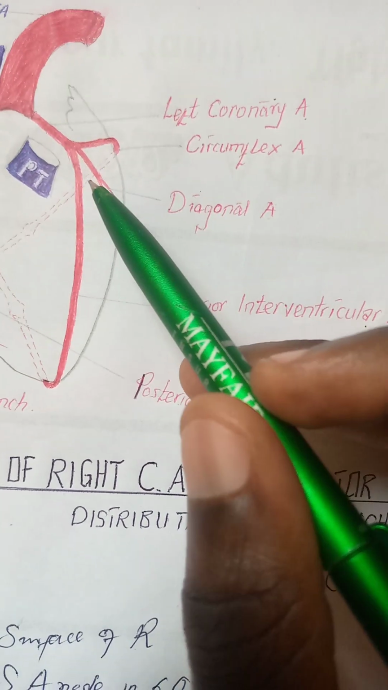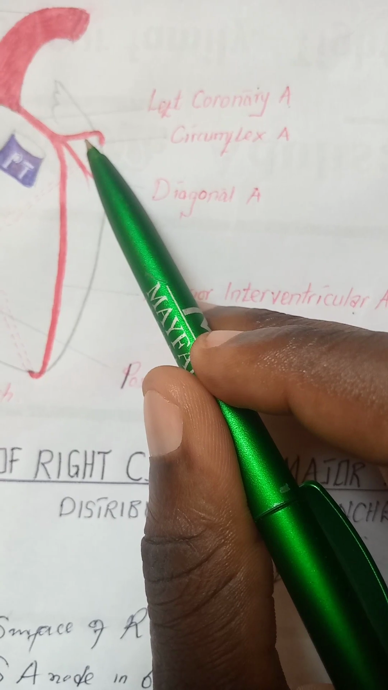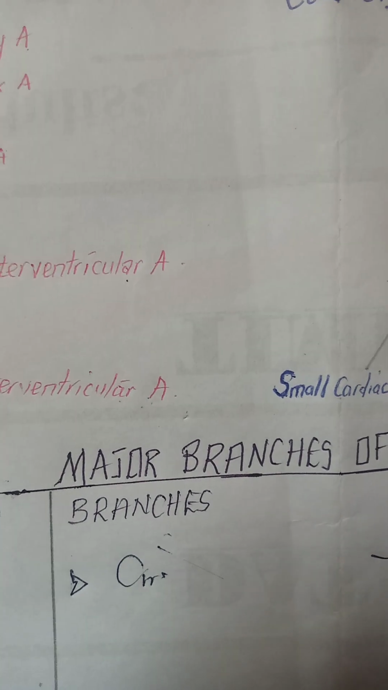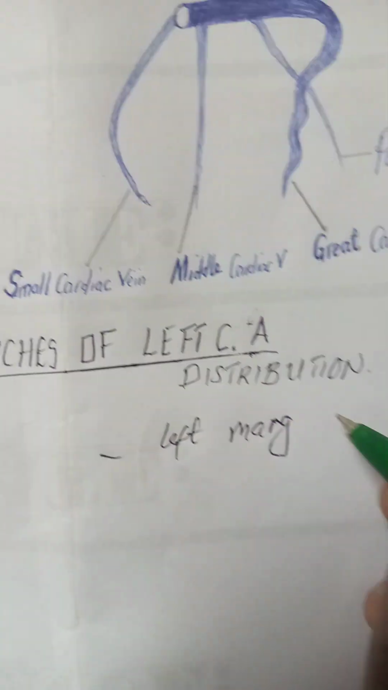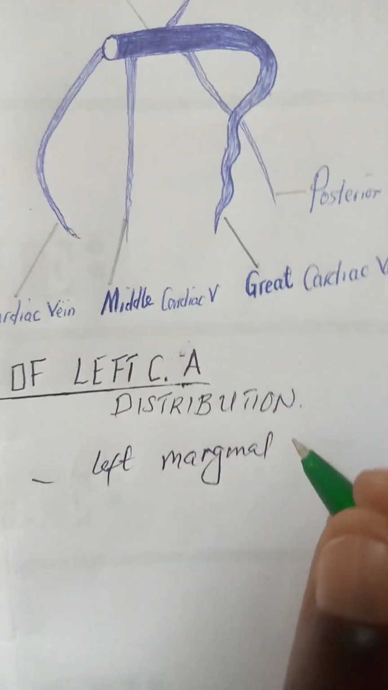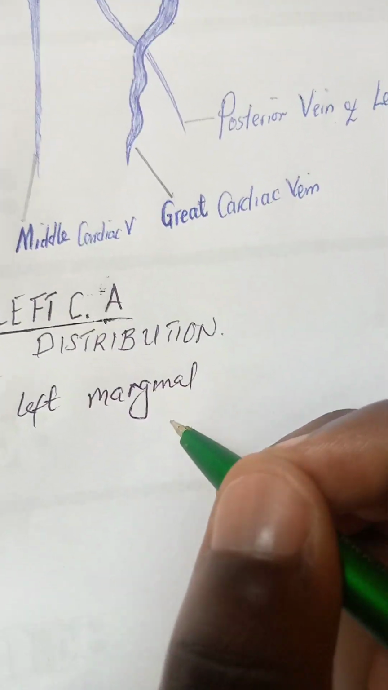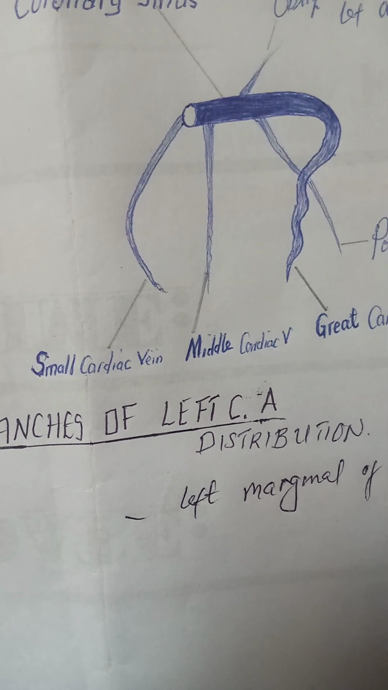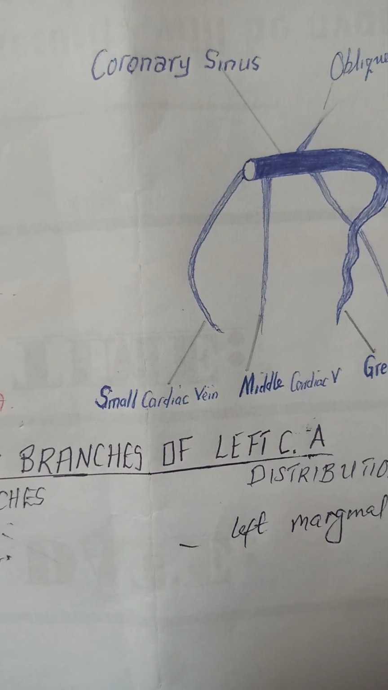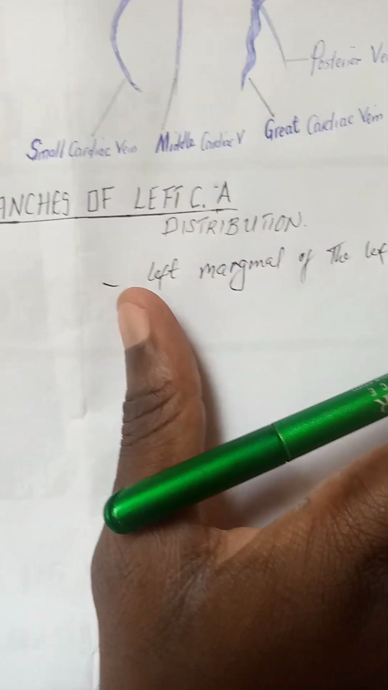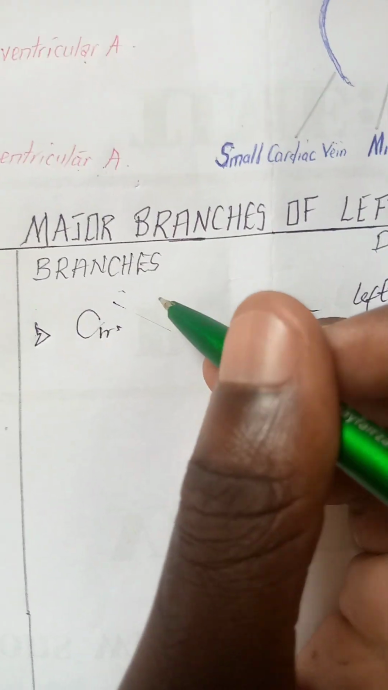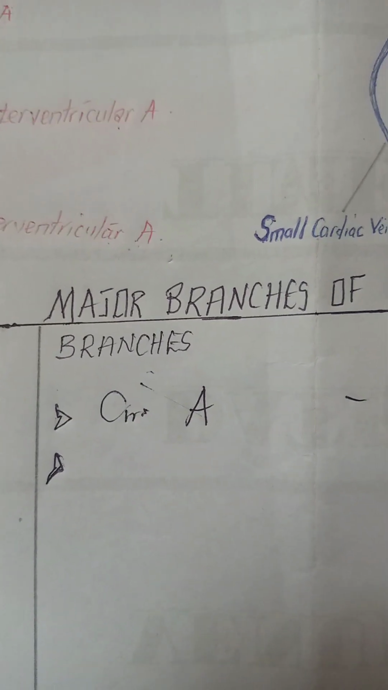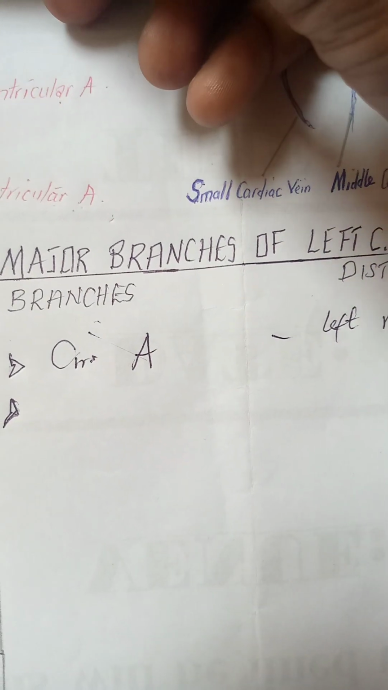I think it makes sense. So this part supplies the left marginal or the left ventricle. Okay, maybe I highlight it. So it supplies the left marginal. Let me highlight it here. It supplies the left marginal of the left ventricle. Okay. So this is what it supplies. This is the circumflex artery. Okay, so we abbreviate it. This is the circumflex artery.